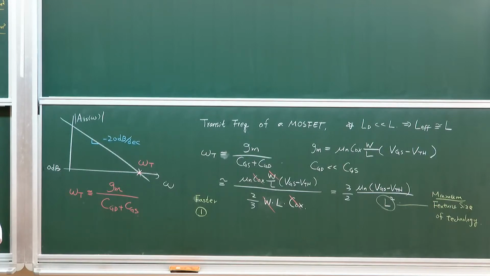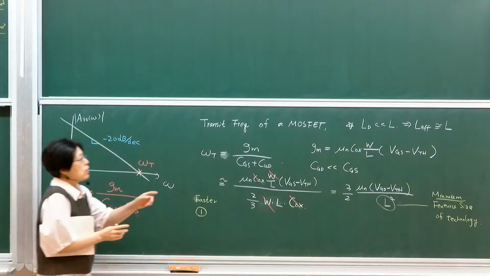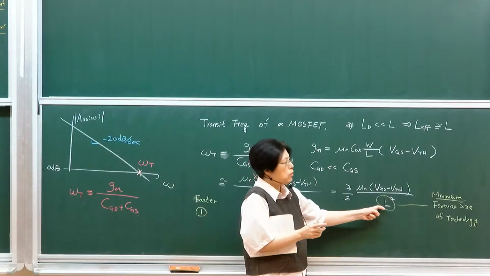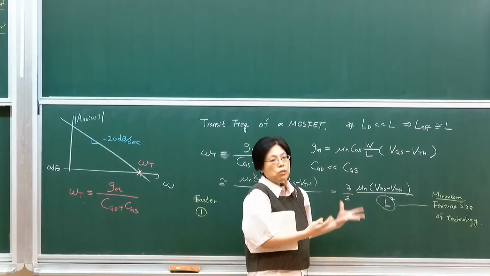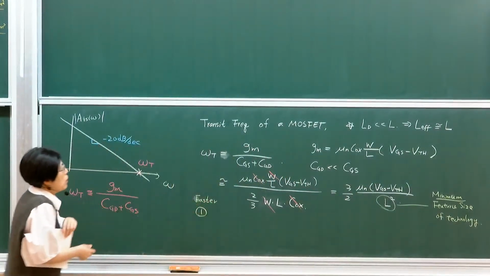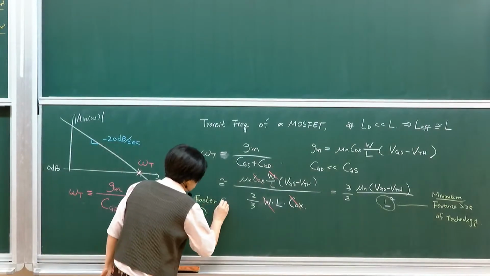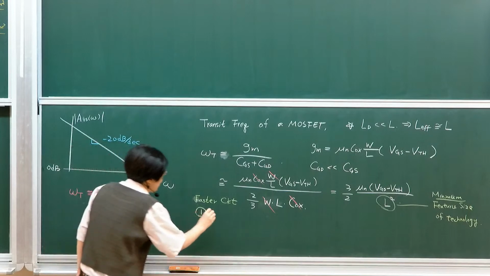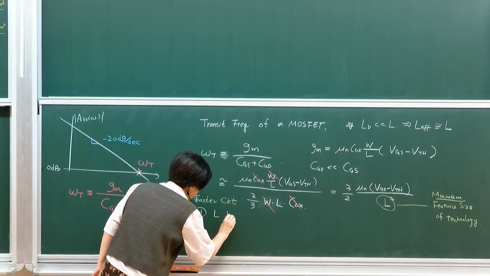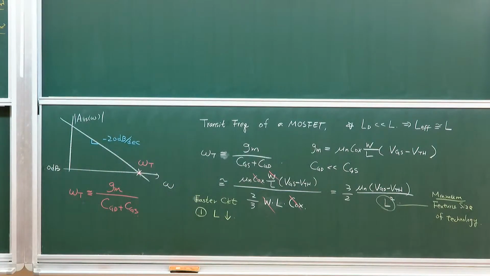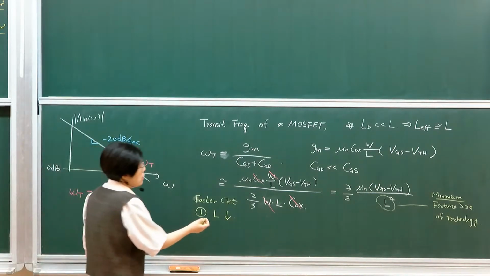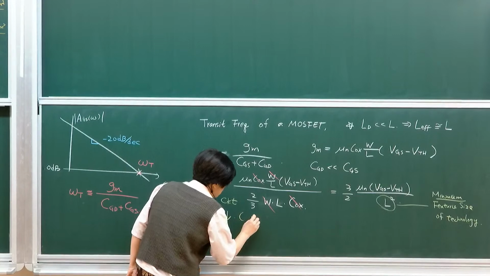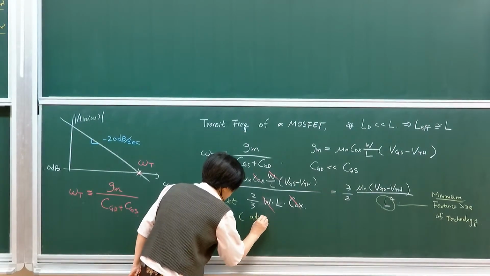So which one do you want to minimize? Of course, it's L. You want to make it as short as possible so that you gain the best in your circuit speed. So this would be a faster circuit. To push for a faster circuit, the most effective way is to reduce L. To make L as small as possible, that means you need to go for smaller feature size, more advanced technologies.